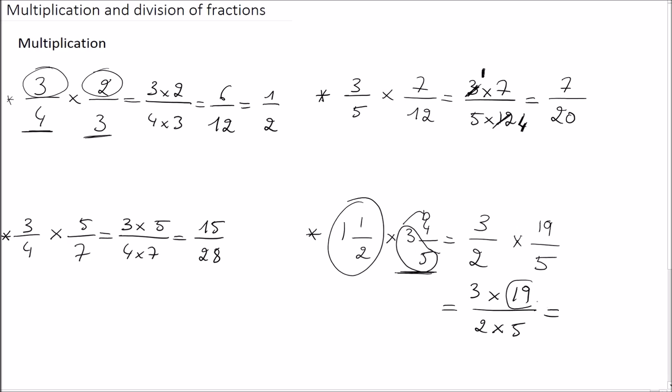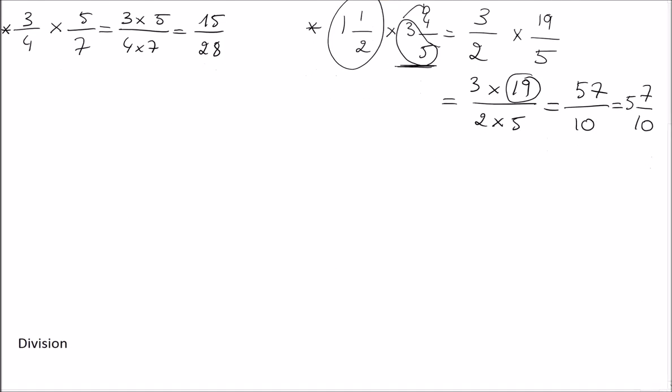I've got 19 here. That's quite big, but it's also a prime number, so I can't simplify anything. So I'm just going to have to do the multiplication. 3 times 19 is 57, and 2 times 5 is 10. So that makes 57 over 10, but I'm going to write that as a mixed number again, so I get 5 7/10. Voila. And that's it for multiplication. Now, let's go on to division.